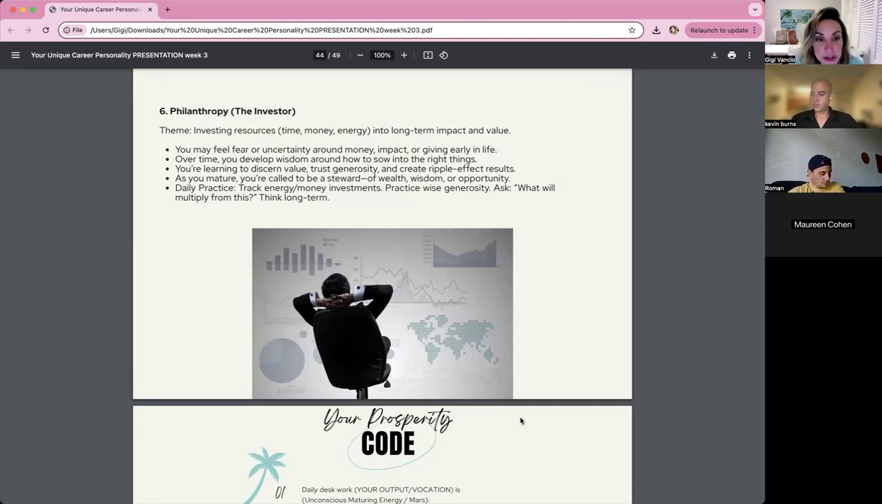You may feel fear or uncertainty around money, impact, or giving early in life. Over time, you develop wisdom around how to sow into the right things. You're learning to discern value, trust, and generosity, and create ripple effect results. As you mature, you're called to be a steward of wealth, wisdom, and opportunity. A daily practice for you is to track energy, money, and investments, practice wise generosity, and ask, what will multiply from this? And think long term.